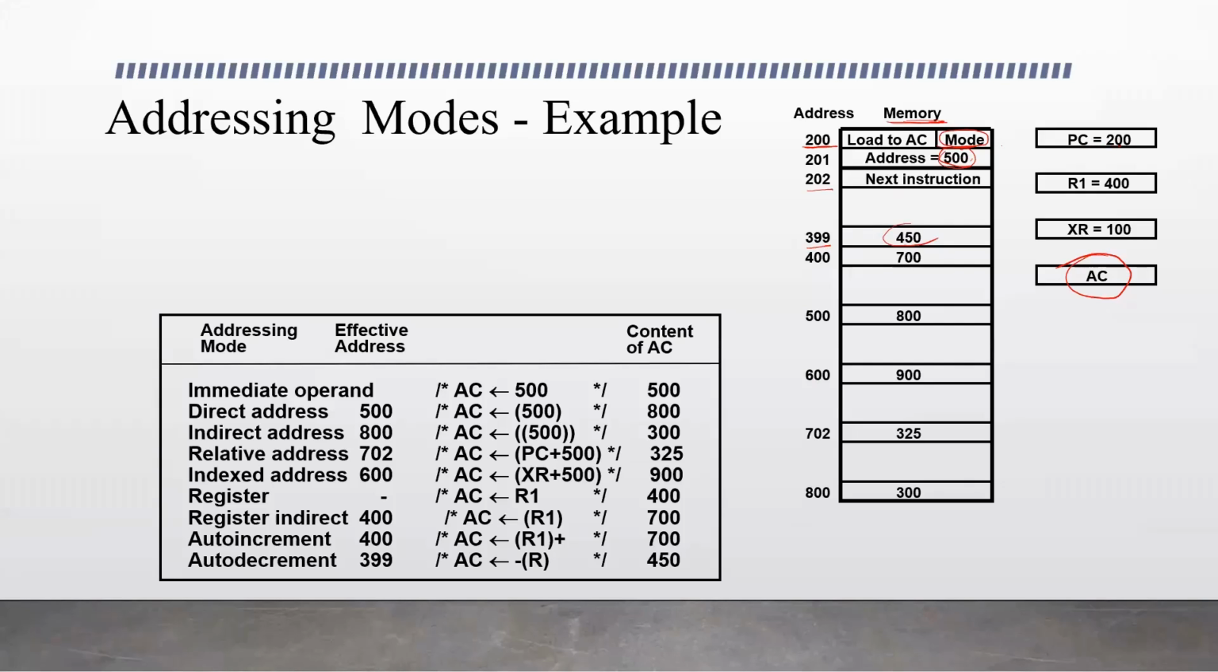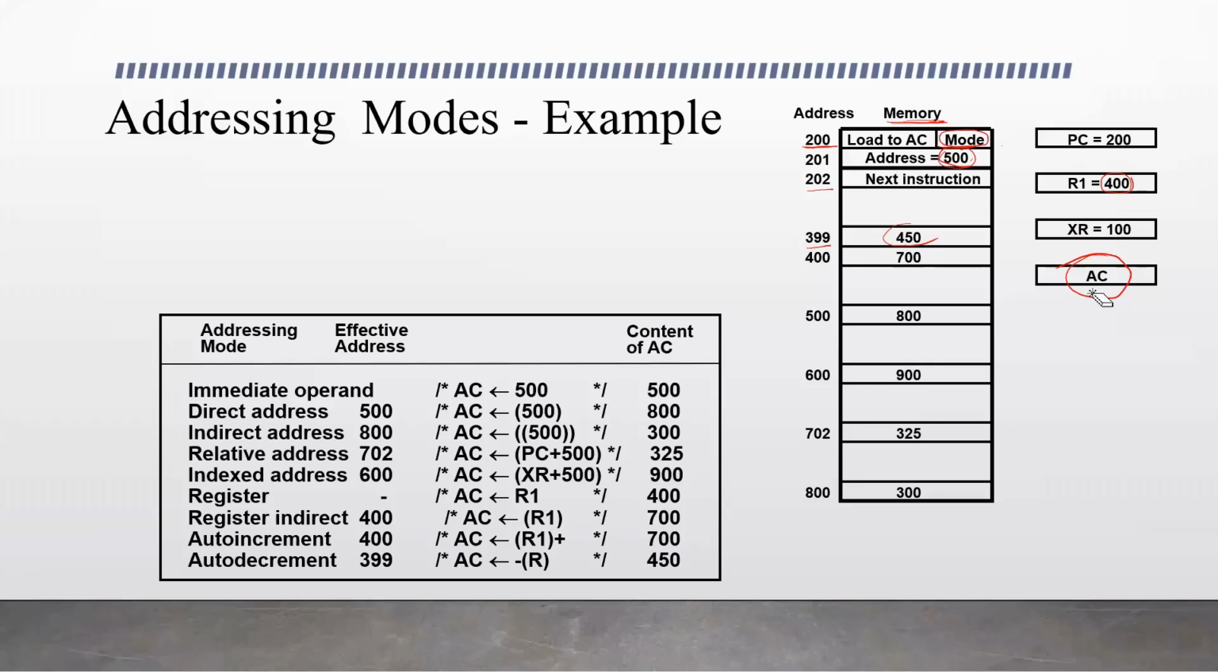The content of PC is 200. And here a general purpose register is shown, for when the address field of the instruction has a register. The value stored in the register, R1, is 400. And an index register is shown here, XR. The value stored is 100. And we have the accumulator finally, where the result is stored.